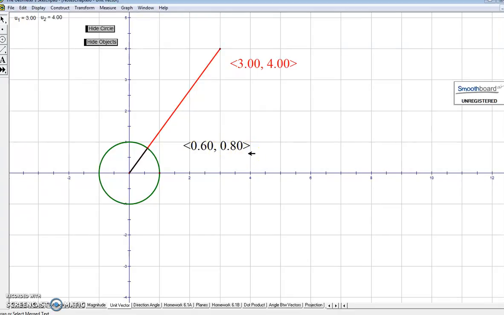So we can use unit vectors for a variety of things. I think at this point I'm going to stop here, and we'll pick up with some more complicated stuff in our next video.